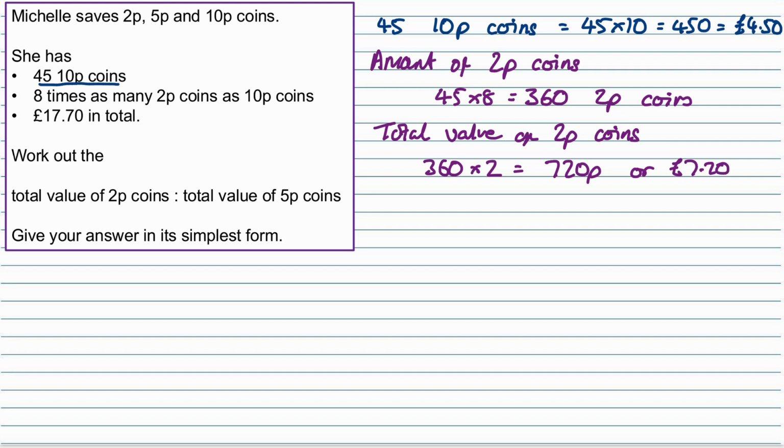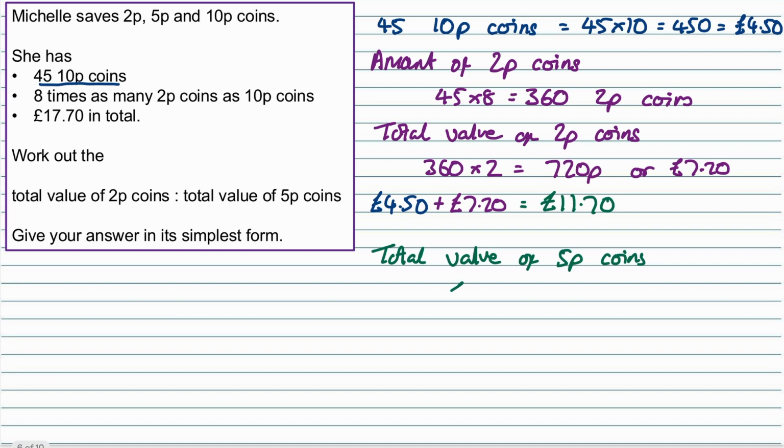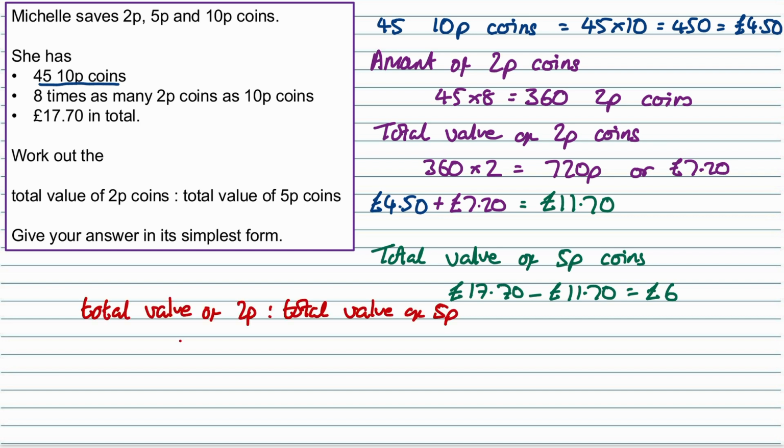So whatever's left must be made from these 5p coins. So the total value of the 5p coins, well, if we've got £17.70 in total, and £11.70 made up of the 2p and the 10p, then the total value of the 5p will be the difference between £17.70 and the £11.70, which will be £6. So the total value of the 2p coins, I'll write it in pence because we need to simplify this, will be 720 pence, and the total value of the 5p coins will be 600 pence.